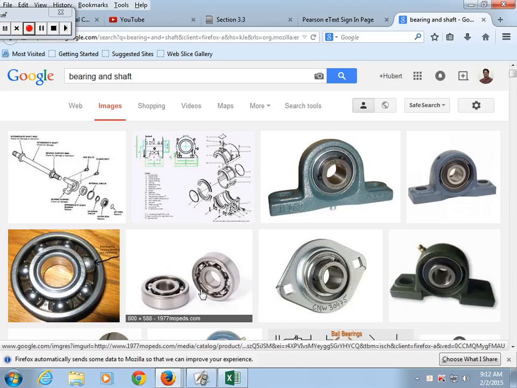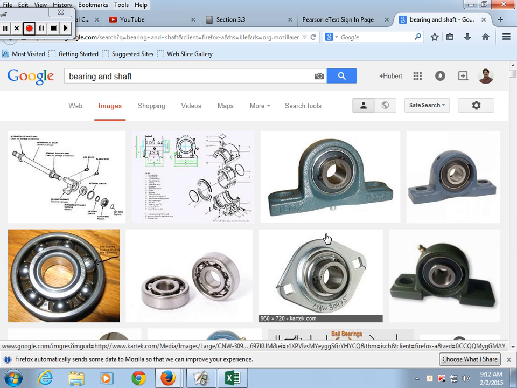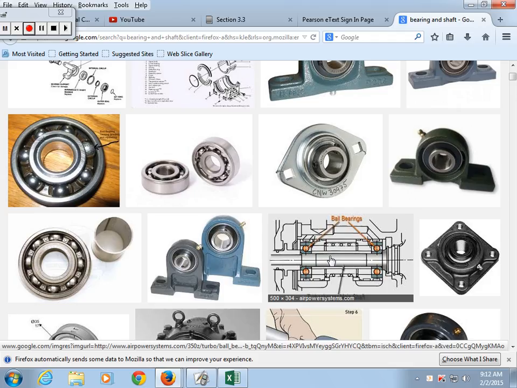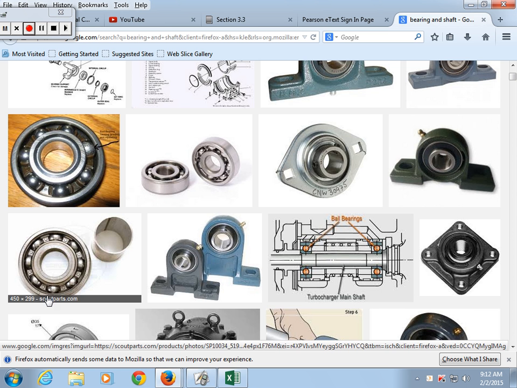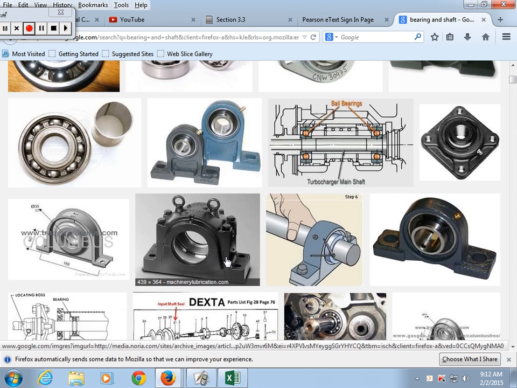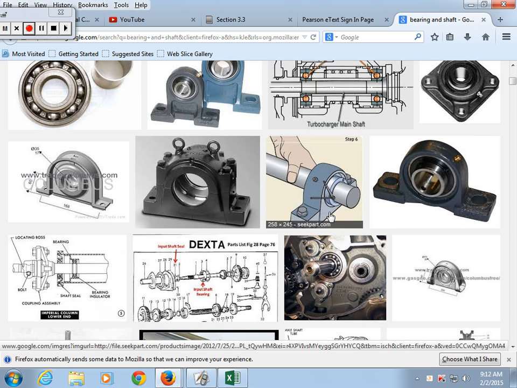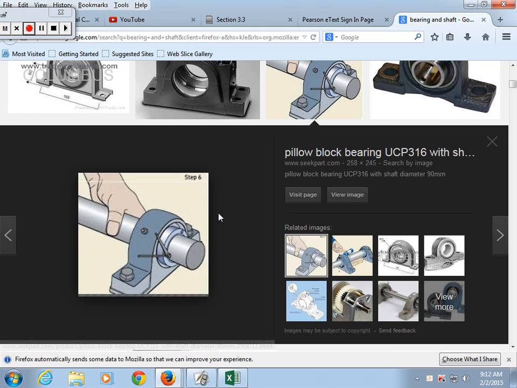It can be a ball bearing, which means what? Little steel balls around it. Or it can be a split roller bearing, which is instead of balls, it's got little rollers that roll around. And there's a ball bearing right there. Now, there we go. There's the picture I want right there.